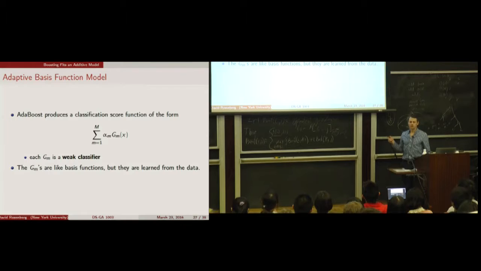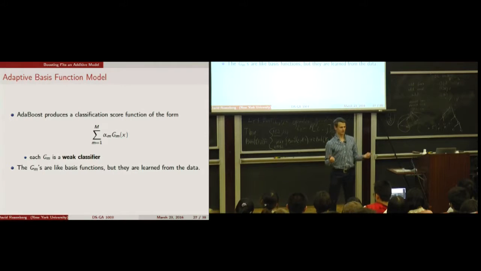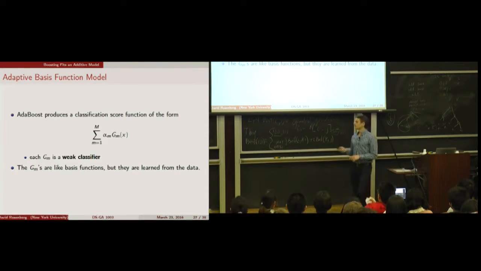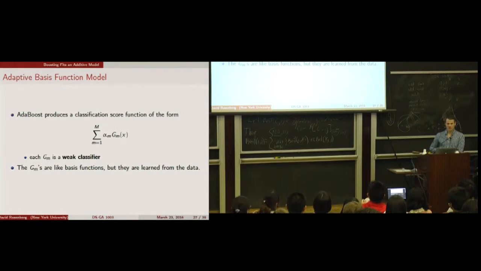Then all we have to do is find what linear combination of GMs that we want to use. And if that were only that, that's a simple linear regression problem. But the GMs are also unknown. The GMs are kind of like basis functions that are learned from data. It's an interesting way to think about it. Is that clear? We end up with a linear combination of these GMs. The GMs aren't really fixed and known in advance. They're chosen from the data. Okay. So this is called an adaptive basis function model in statistics.